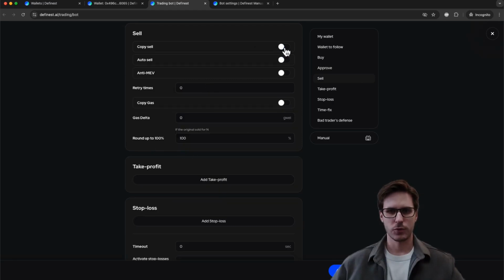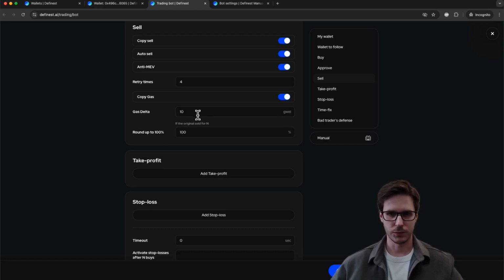Next, the selling setting. Copysell is to copy the sale from the original wallet. That is, it sells and you sell. I turn it on. Next, auto sell is an automatic sale, not copying from the original wallet, but based on your initiative, for example, on take profit, on stop loss, and so on. Turn it on too. Anti-meth protects you from meth bots. Be sure to turn it on. Retry times. Copy gas and also 10 GUI. Well, you can experiment with less or more.